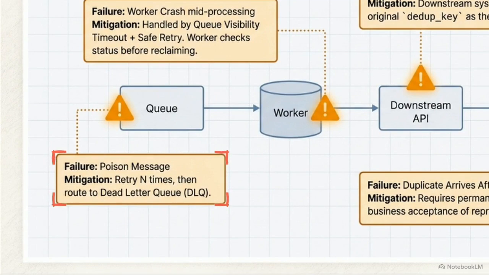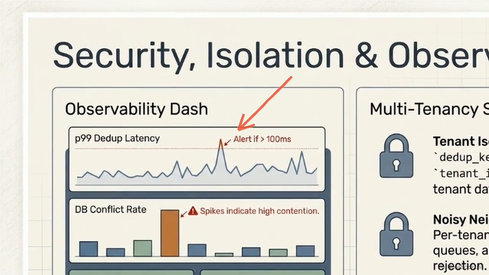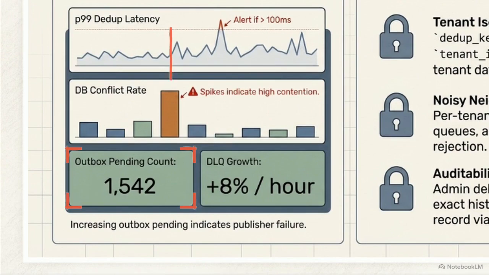Operating blindly is dangerous, which is why an observability suite is required. This dashboard tracks 3 vital signals: P99 decision latency for our 100 millisecond target, database conflict rates to detect high contention, and the Outbox pending count indicating publisher failure.